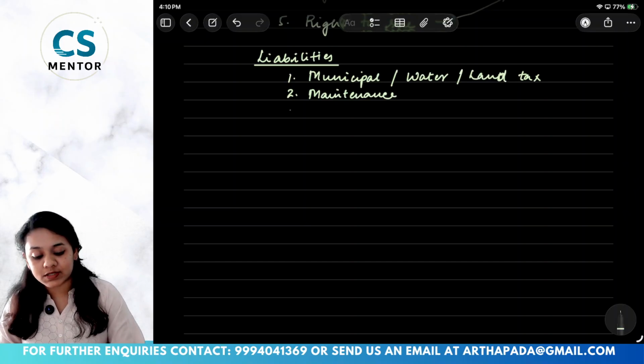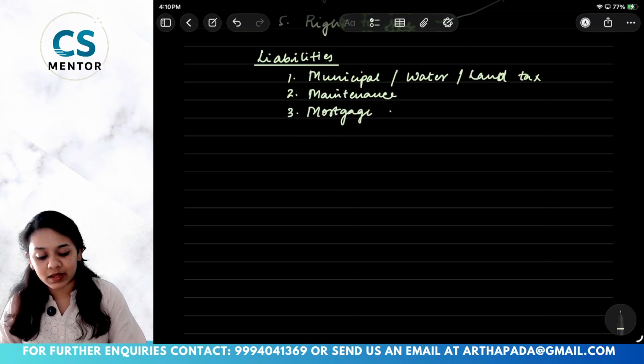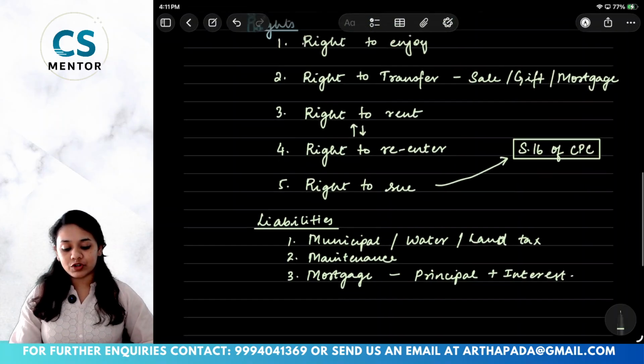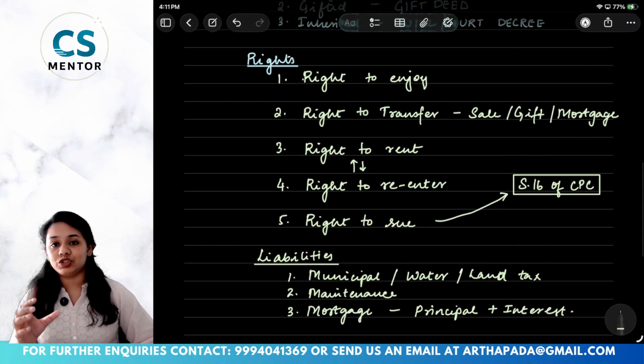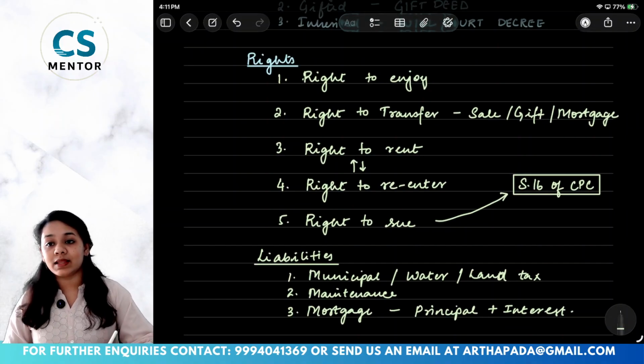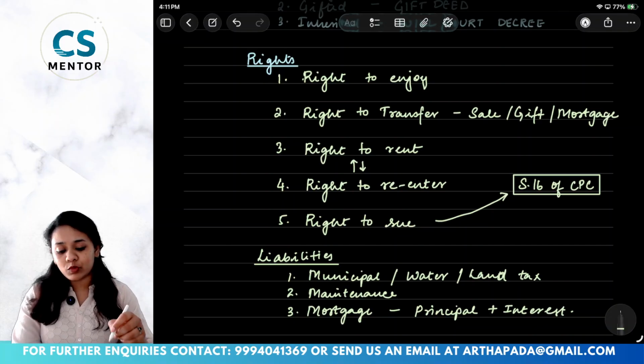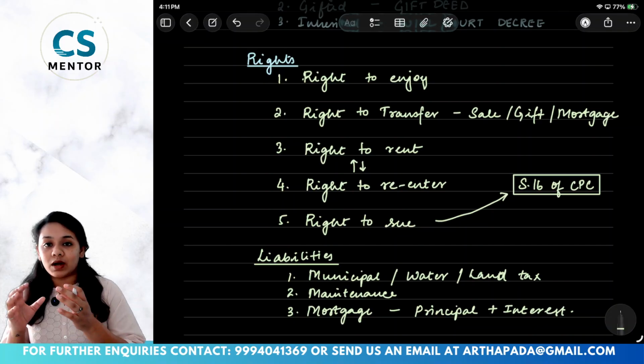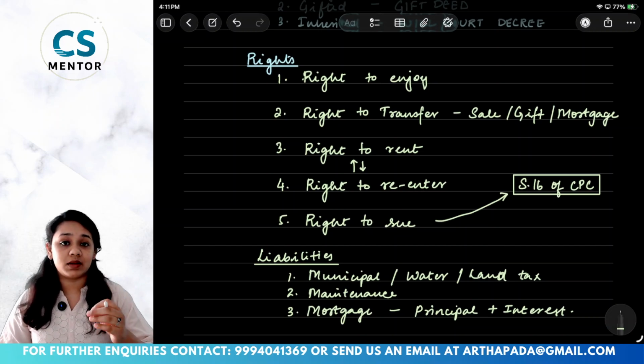Now apart from this, if you had taken out any kind of mortgage, then you will have a liability to pay out the principal as well as the interest along with it. Correct? So whenever we are talking about property, there are a bunch of rights and liabilities associated with it. Now, ma'am, why is it important for us to study immovable property? Because when we understand the concept of immovable property, we can understand where intangible properties come from.